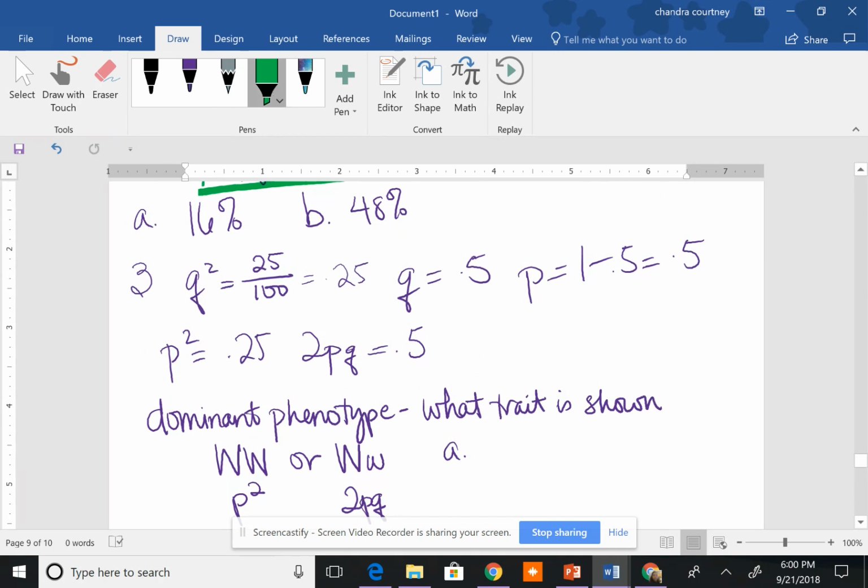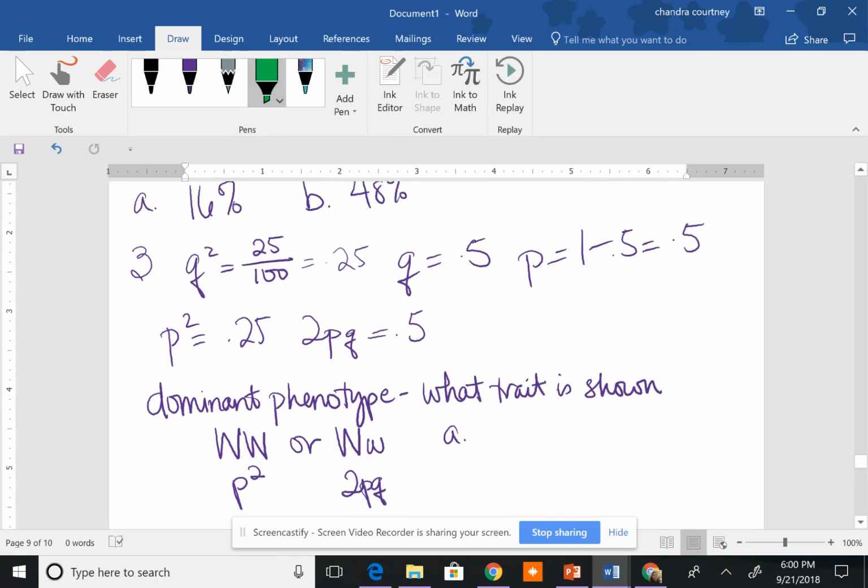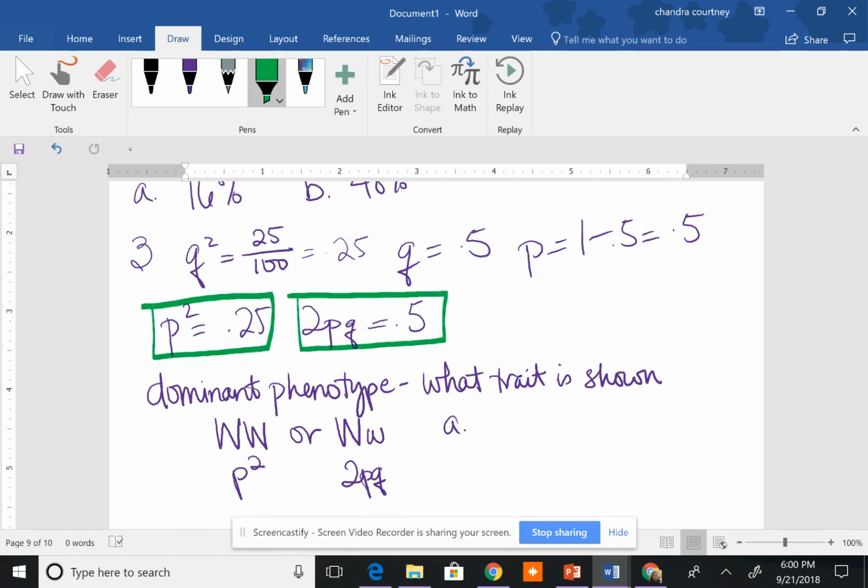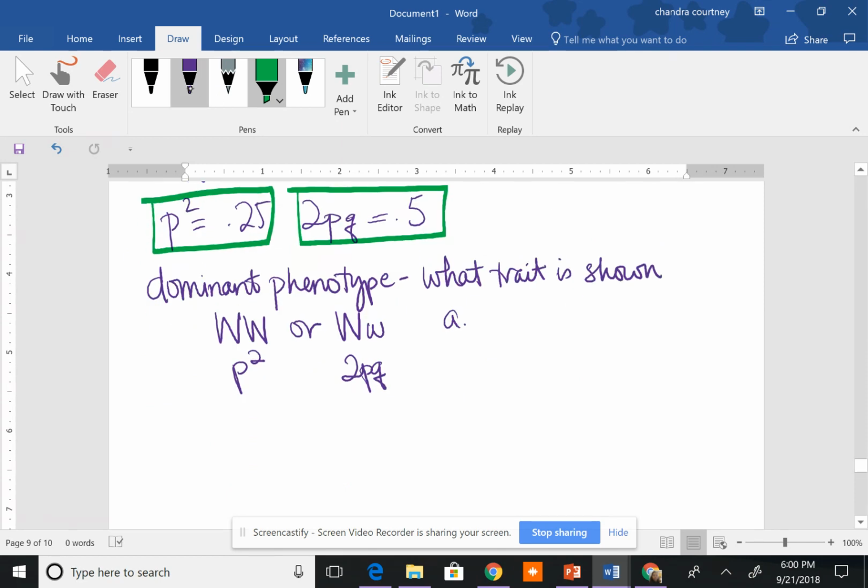So let's go back and get my trusty green highlighter, and let's find P squared, and here is 2PQ. Well, 0.5 and 0.25 gives you 0.75. Okay? But the question asked how many students. So not what was the frequency or what was the percentage, but how many students. So you would then take that 0.75 and multiply it by your total population, which was 100, and the result is going to be 75 students as your answer.